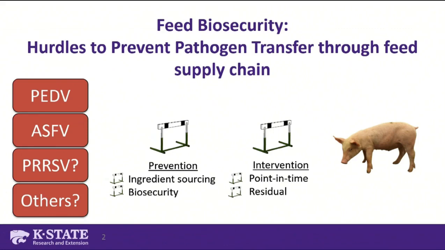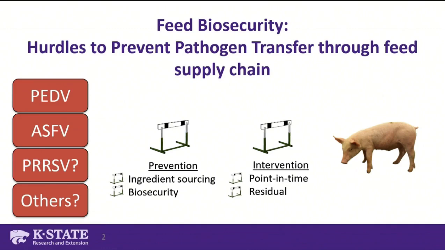We can describe them as hurdles. We implement ingredient sourcing, understand where things come from. We implement biosecurity practices to prevent that contamination from occurring. And then we can add additional hurdles if we would be interested in doing so. Many of these are point-in-time strategies or residual approaches that we'll talk a little bit more about. But the concept being, biosecurity is not just one single practice.